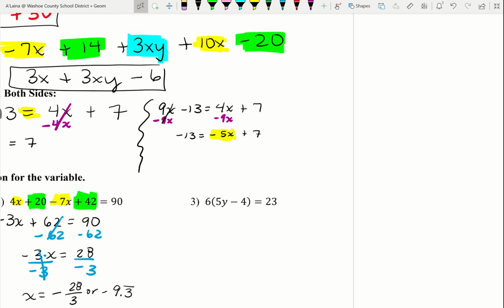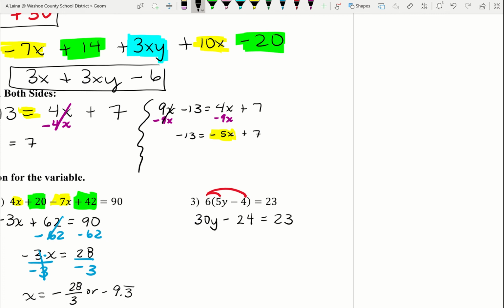All right, example 3. I'm going to start with the distributive property because the 6 is right outside those parentheses. And since it's right next to it, it means multiplication, and that's when you distribute. So when I rewrite this, I will have 30y minus 24 is equal to 23.